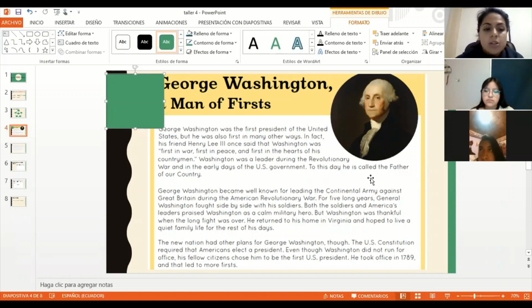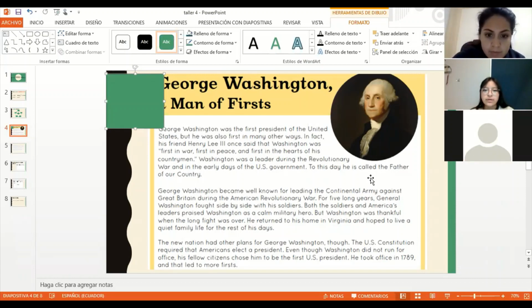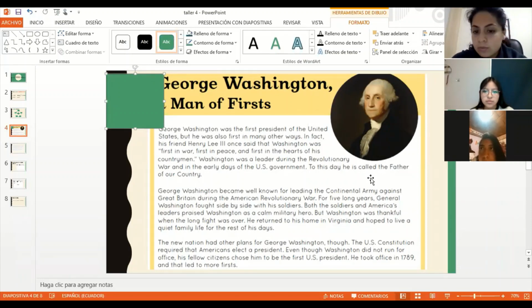All right, so Jamie, could you help me with the second paragraph? George Washington became well known for leading the Continental Army against Great Britain during the American Revolutionary War. For 5 long years, General Washington fought side by side with his soldiers. Both the soldiers and American leaders praised Washington as a calm military hero. Washington was thankful when the long fight was over. He returned to his home in Virginia and hoped to live a quiet family life for the rest of his days. Excellent job, Jamie. Thank you.